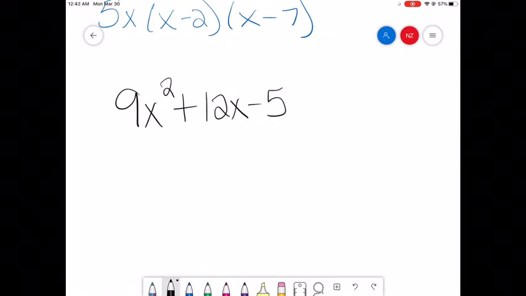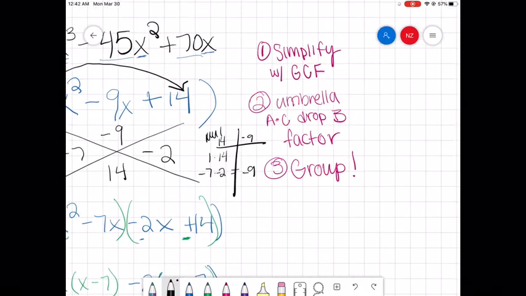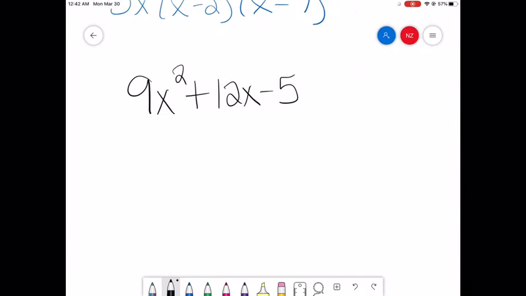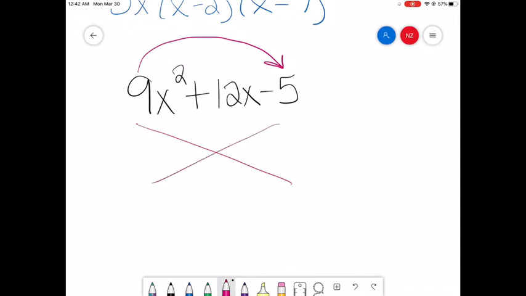So unfortunately here, I have to now multiply, go to step 2 where it says to umbrella a times c, drop down b, and factor. It's going to look a little bit different than normal. A times c is now a number. So when I multiply 9 times -5, I get -45. When I drop down b, it's still just 12.